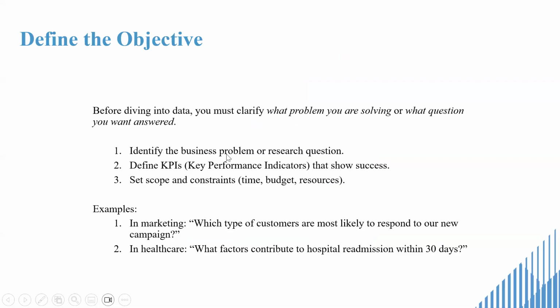Identify the business problem or research question. What are you expecting from this? What is your question? What are you solving? You should understand your problem. Define KPIs, key performance indicators that show success. Set scope and constraints: time, budget, and resources. As you all mentioned, time, budget, and resources.